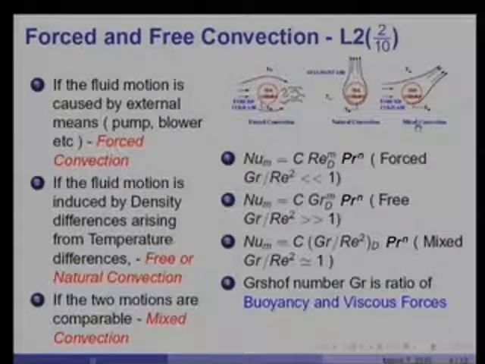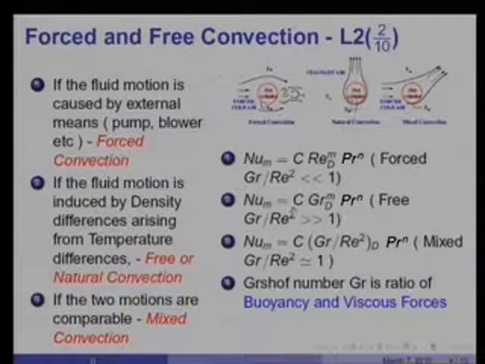Now, of course, you have come across experimental correlations of this type. Nu, the Nusselt number from the cylinder, would be a constant times Reynolds number raised to power m, Prandtl number to the power n. And this we say is the situation where the Grashof number divided by Reynolds number squared is very, very small. In other words, all natural convection motions are suppressed, and we have essentially forced convection.